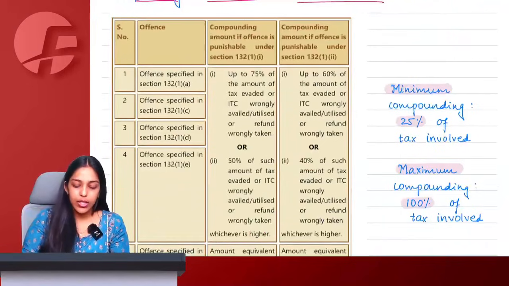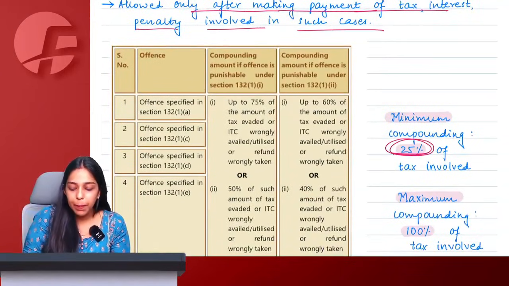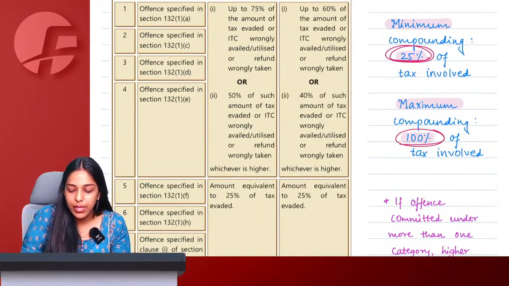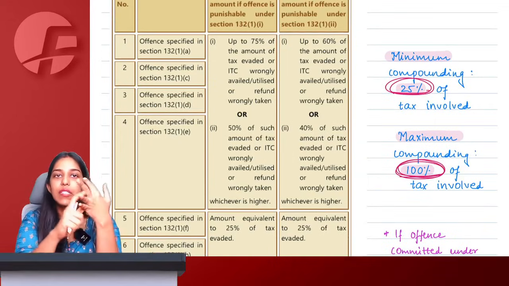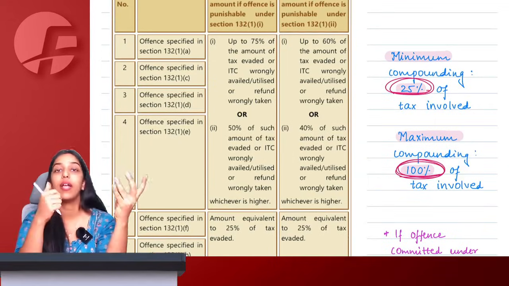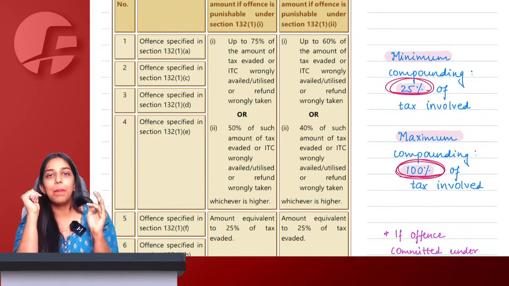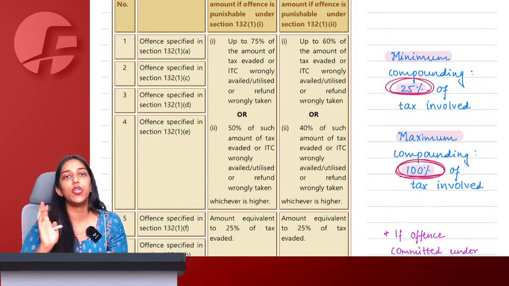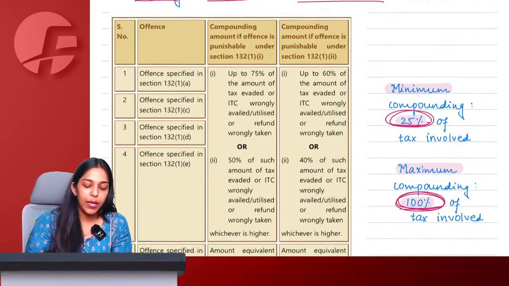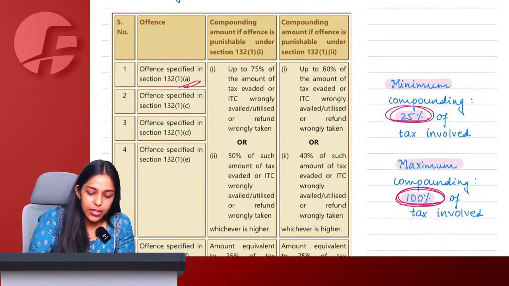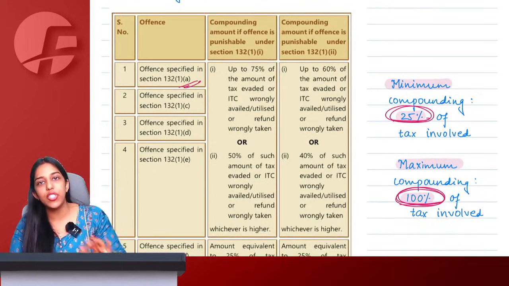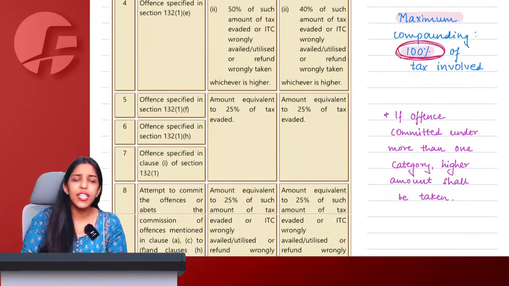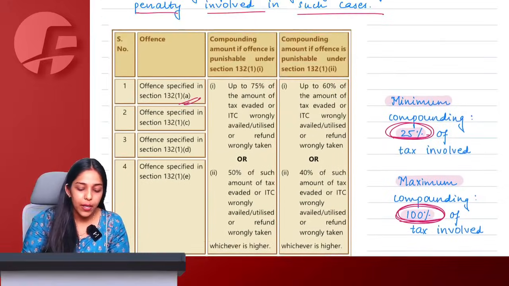Now again, this question simply says, minimum compounding 25% of the tax involved and maximum compounding 100%, which means tax, interest, penalties, fines, whatever is payable you will have to pay, plus you will also have to pay the compounding amount. Then we can free you from the prosecution. Now here, for this offence, minimum compounding and maximum compounding are given here. So the question in the examination was asked from here only.